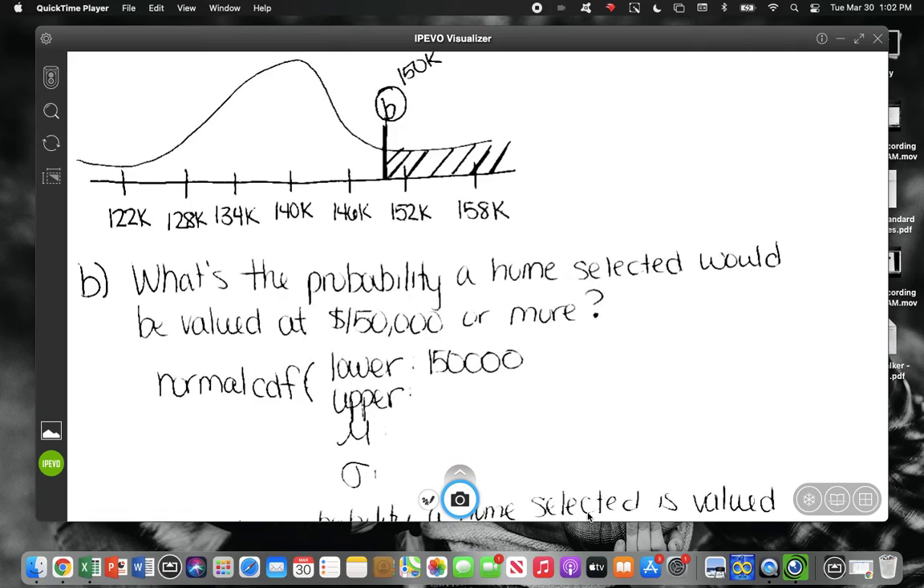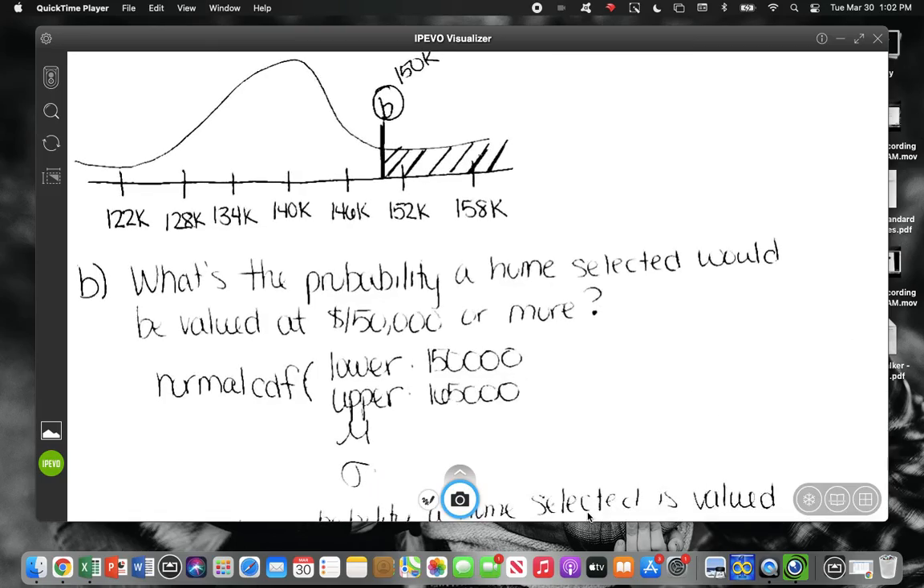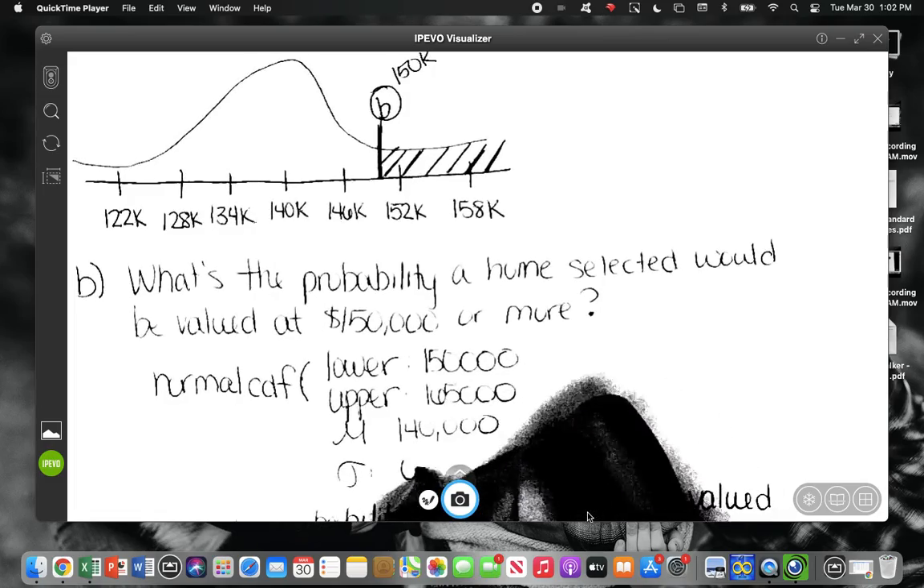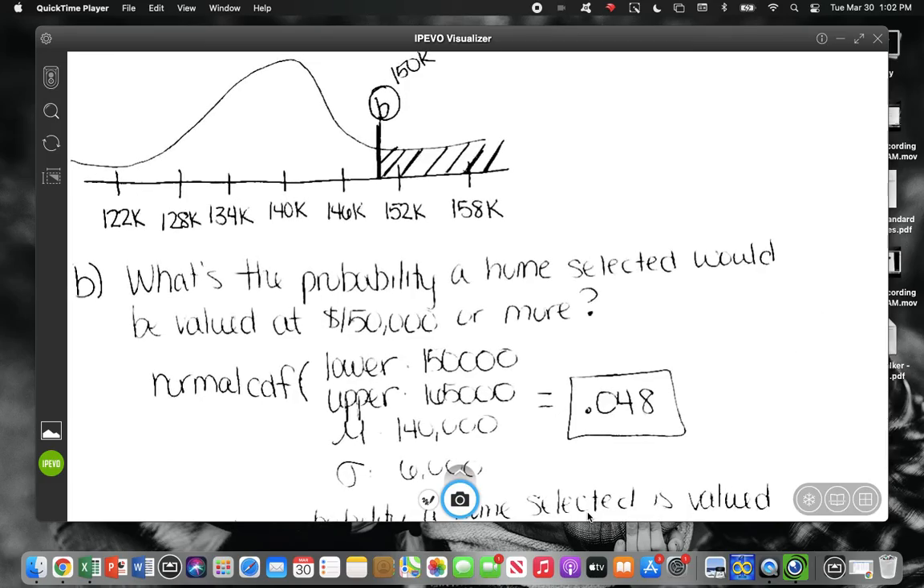All right, so do you see here? You guys all put in different values, but we all still got 0.048, right? So I did 165,000. Now, if you chose 180 or 200, you can write whatever. You just have to write that to show your work that you know what you're talking about. And then our mean is 140,000, and our standard deviation is 6,000, and I got 0.048. Now, if this were a quiz or a test, I would want you to draw a second curve, but I'm not going to make you.